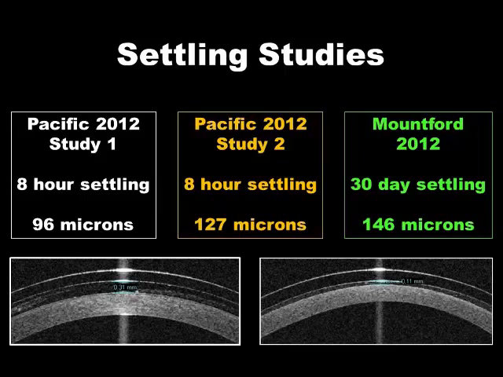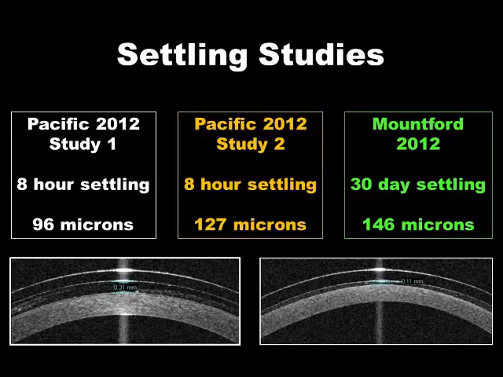It's real simple. You know from numerous studies, and these are the 3 that have been done on the ICD, there are other studies done on other lenses that show similar degrees of settling. In the 2 Pacific University studies, we found approximately 100 microns in the first study. So over an 8-hour period, these lenses settled approximately 100 microns. In a second study, the average settling was found to be about 127 microns.